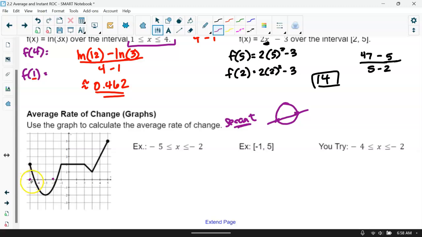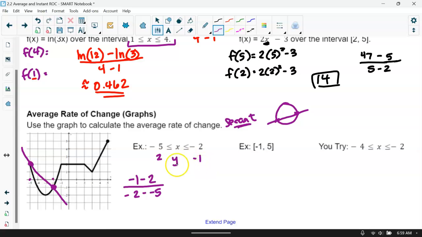So like here, for example, what is my output at -5? 2. So my y value is 2 here, and then at -2, it's at -1. My function, my output's at -1. So basically, we are creating and finding the average rate of change of this secant line here, right? Cutting through our graph. So again, the change in y's are -1 minus 2 over -2 minus -5.